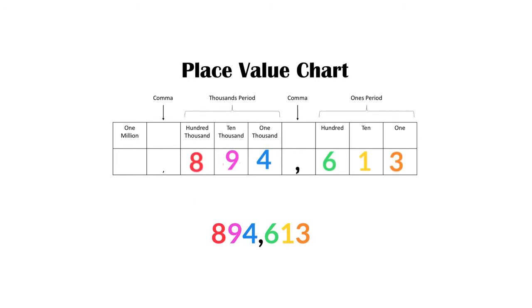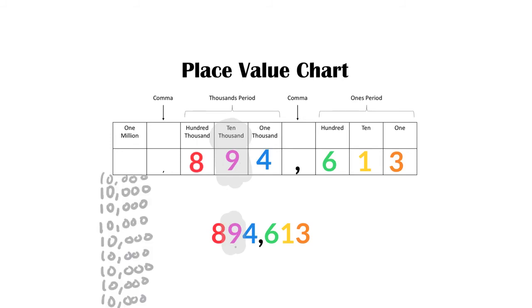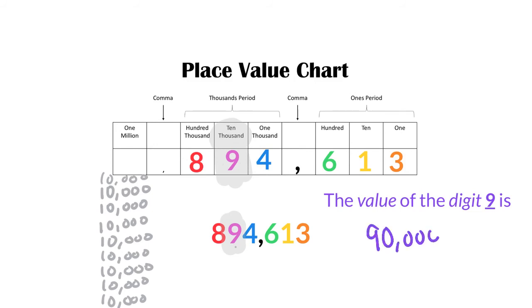Now remember, we're trying to find the value of the digit 9. So all we need to do is look at our place value chart and find 9. It is in the 10,000s place. So we have 9 10,000s. Let's count by 10,000s. 10,000, 20,000, 30,000, 40,000, 50,000, 60,000, 70,000, 80,000, and 90,000. So the value of the digit 9 is going to be 90,000.